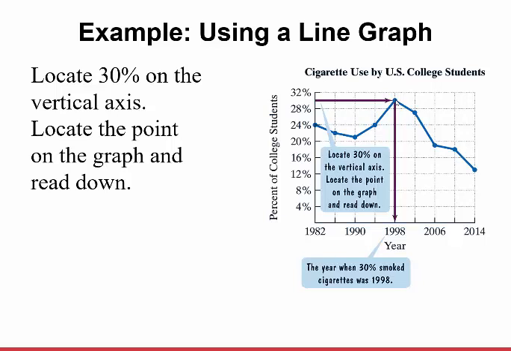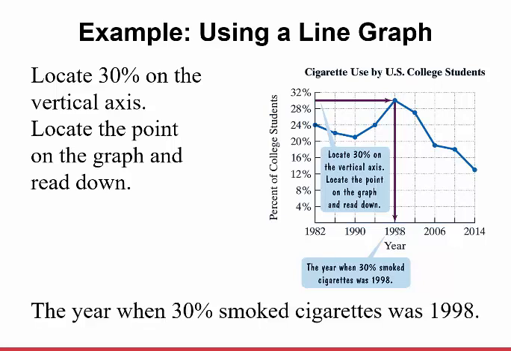So then to figure out what year that is, I'm going to go down on the graph and see what year that happens. So the year when this happened was 1998. So in 1998, wow, this is crazy, 30% of college students were smoking cigarettes, right? That's unfortunate. That's a little sad.